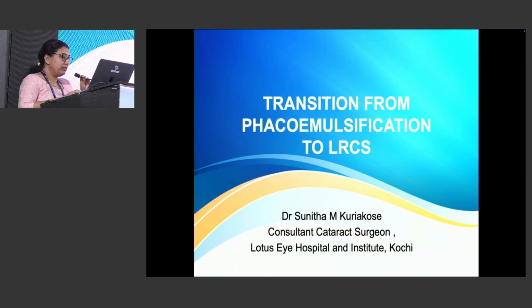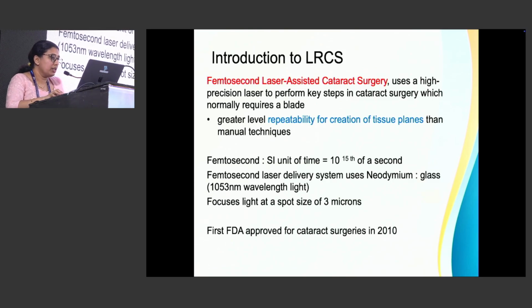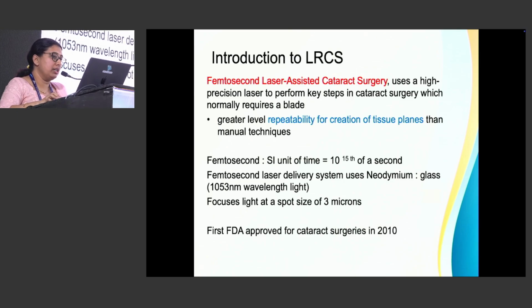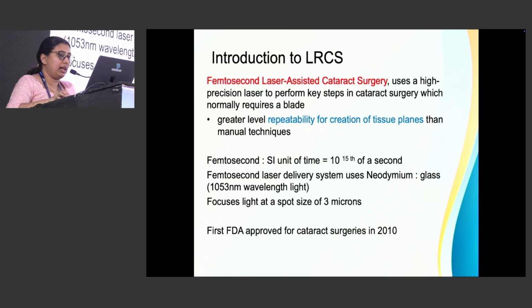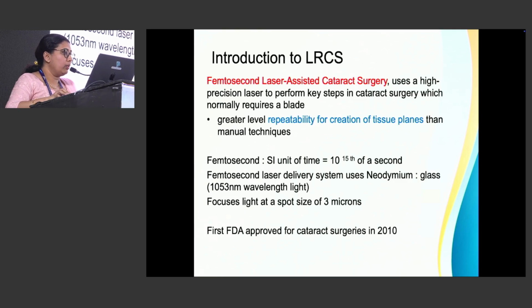So my topic of discussion is transition from phacoemulsification to LRCS. As an introduction, femtosecond laser cataract surgery uses a high precision laser to perform the key steps in cataract surgery, which normally required a blade. It has a greater level of repeatability to create a tissue plane than the manual techniques.